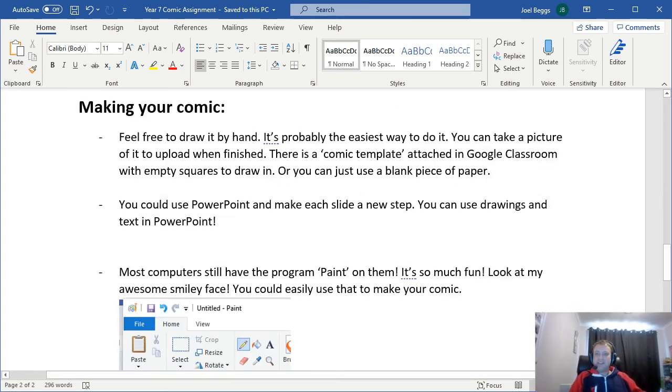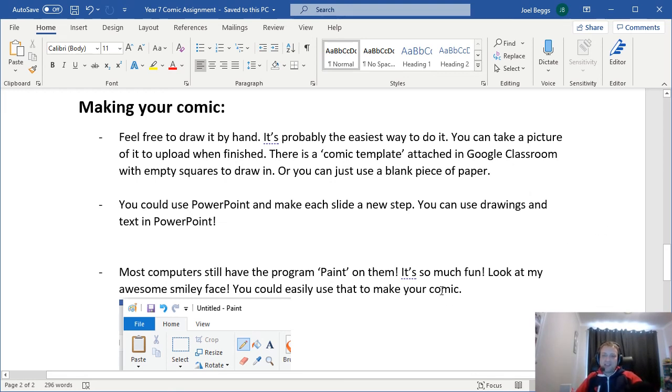So a bit more advice. Do feel free to draw it by hand. I think that's the quickest and most efficient way to do it, because scribbling out a few characters and stuff, or trying to use the draw feature in particular programs, is a bit tricky. It's easy to just get your crayons out and have a little scribble on a piece of paper. Then you can take a picture of that, upload it when it's finished.